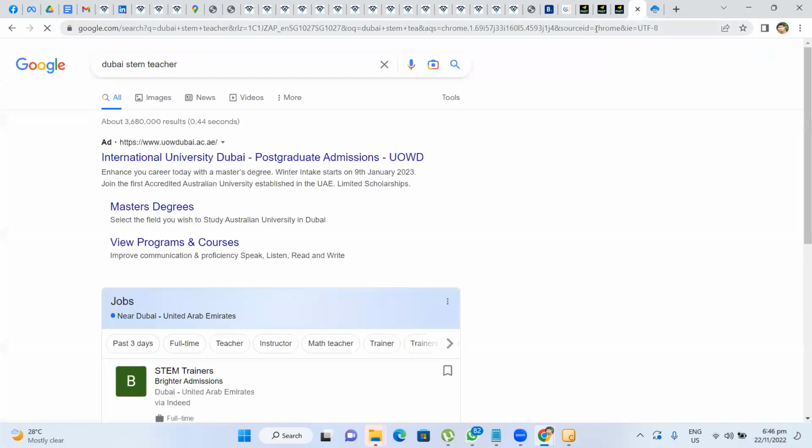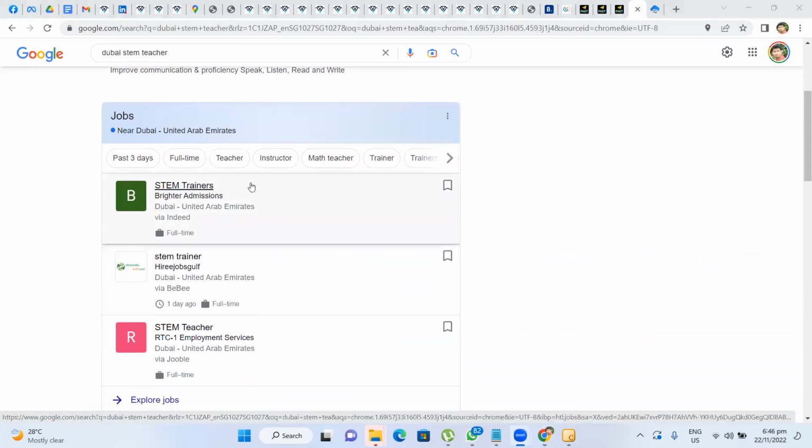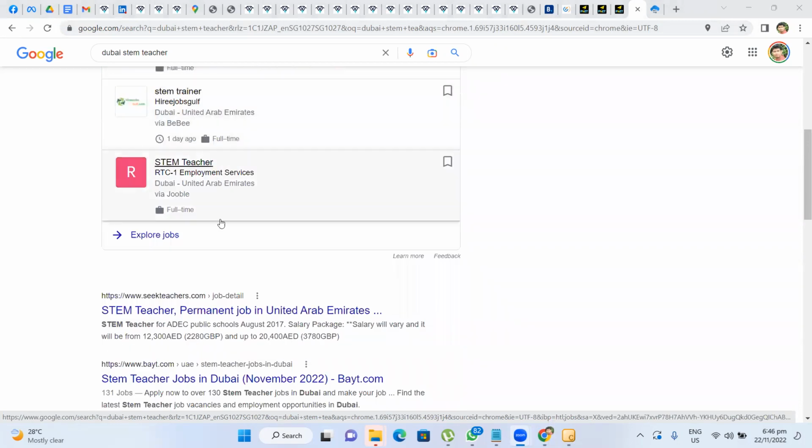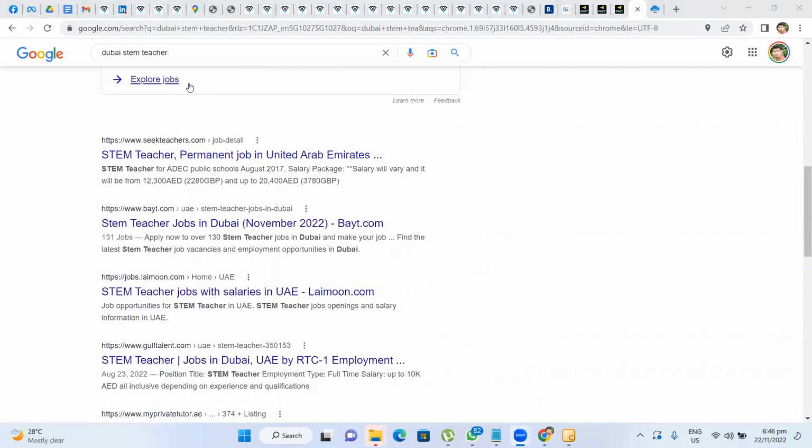Right here, you have STEM teacher jobs in Dubai. Here they are searching. STEM trainers, STEM teachers, these are near Dubai. They are searching for STEM teachers and STEM trainers. And if you see Singapore, these are nearby countries.